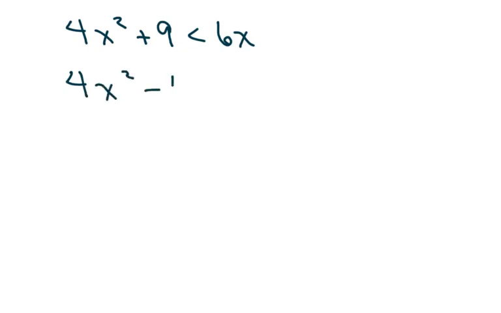So the first one we have is 4x squared plus 9 is less than 6x. Let me set this to 0 and move the 6x over by subtracting 6x from both sides. And what happens is you can't factor this. So I'm going to have to use the quadratic formula. And since I'm using that, what I want to first do is use the discriminant to see if I have real solutions.